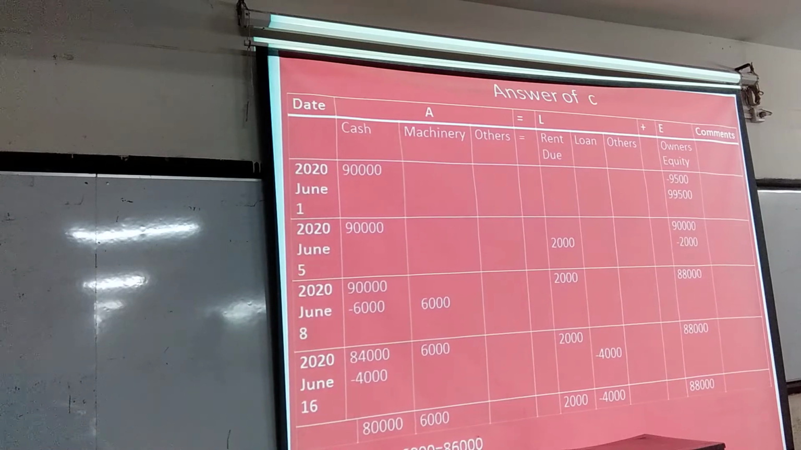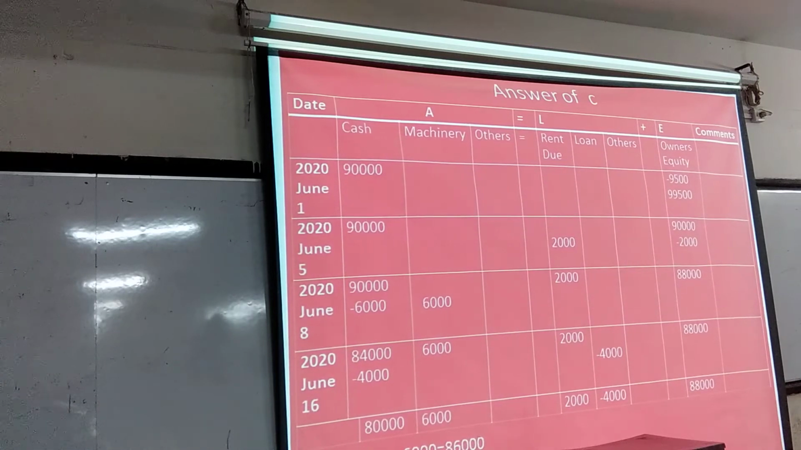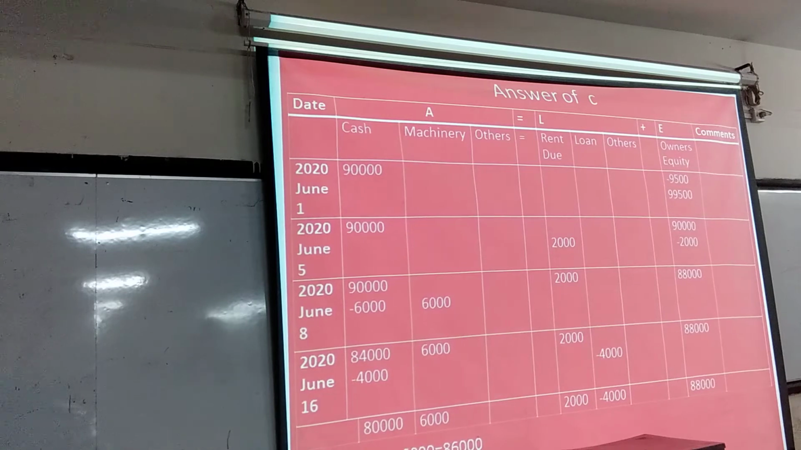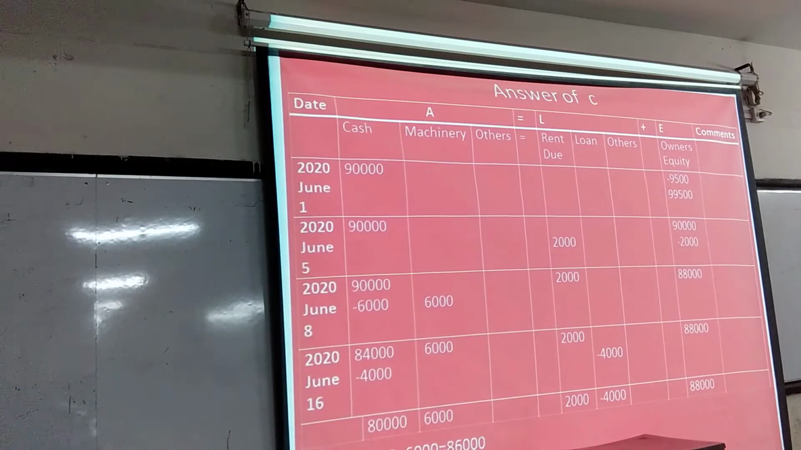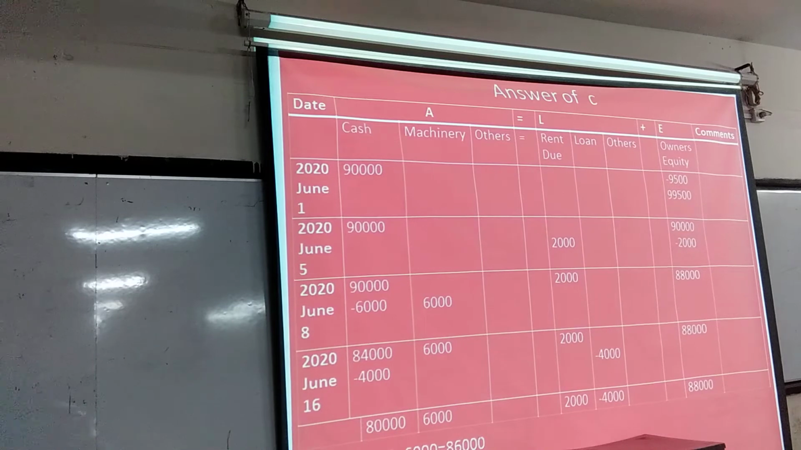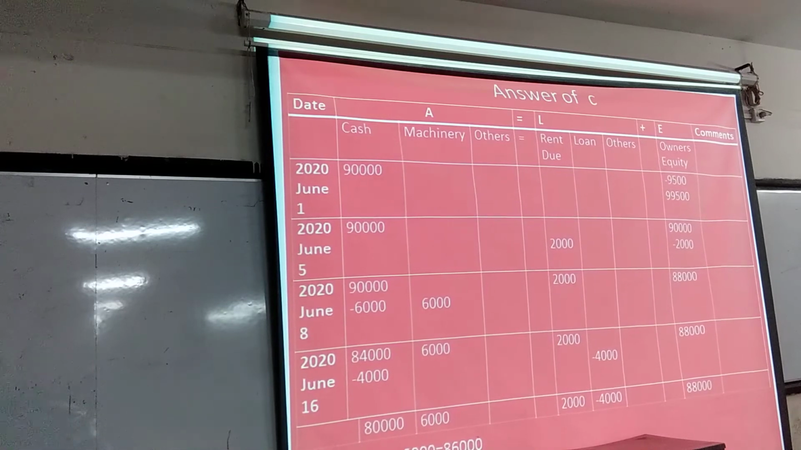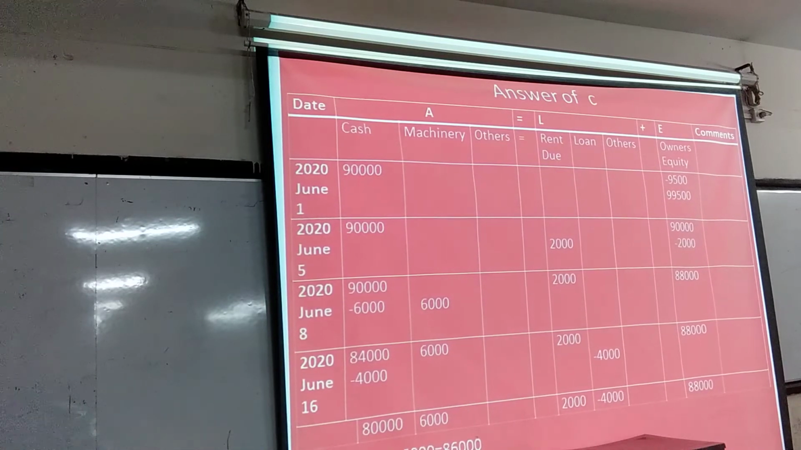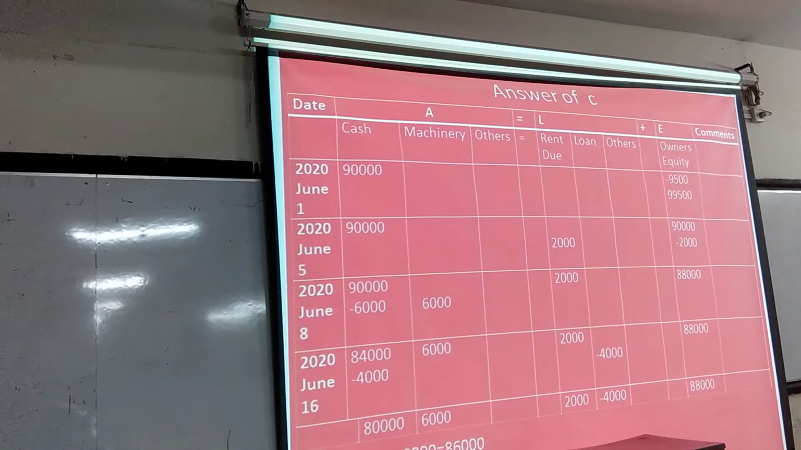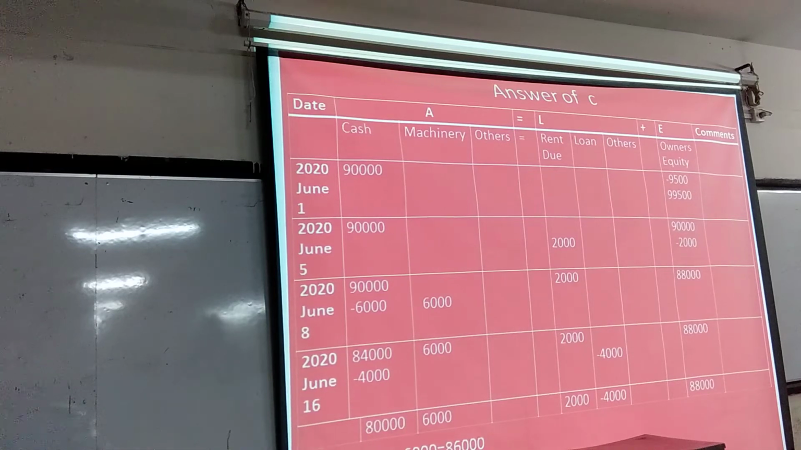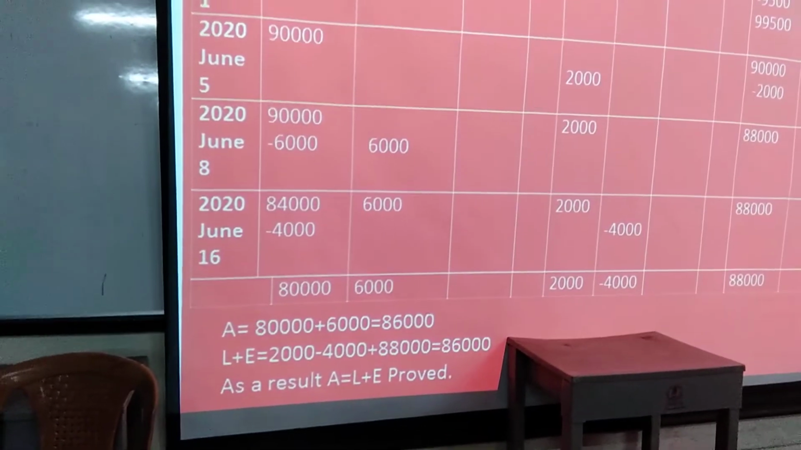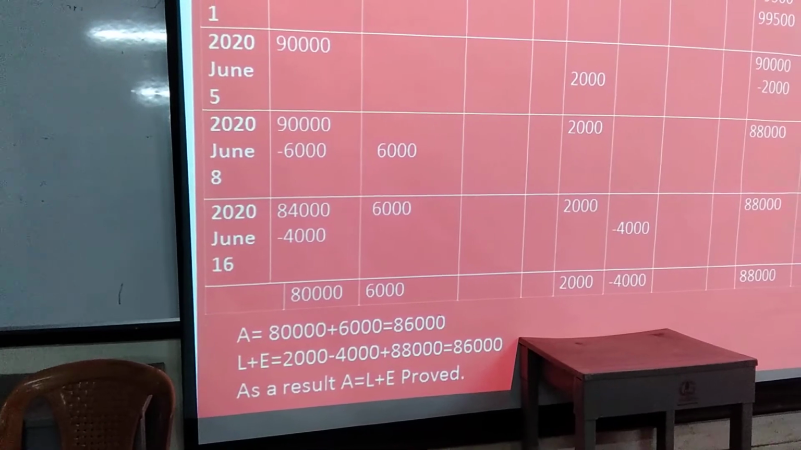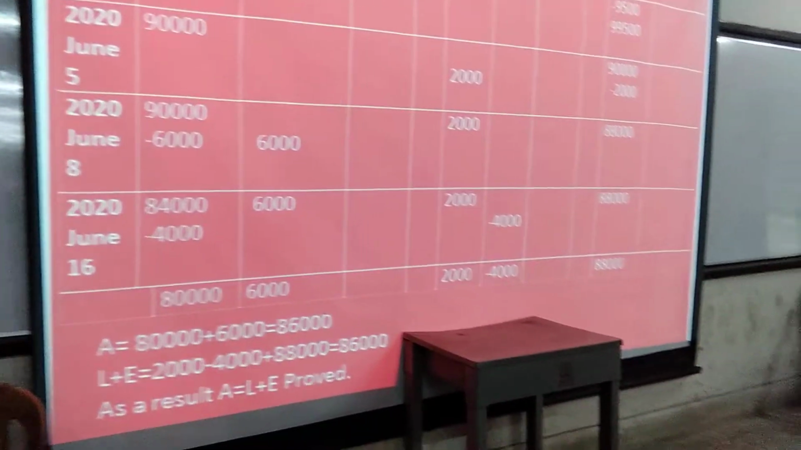which equals A 86,000. A equals 86,000 and L plus E side 2,000 minus 4,000 plus 88,000 and L plus E equals 86,000. As a result, we can prove that A equals L plus E, proved.